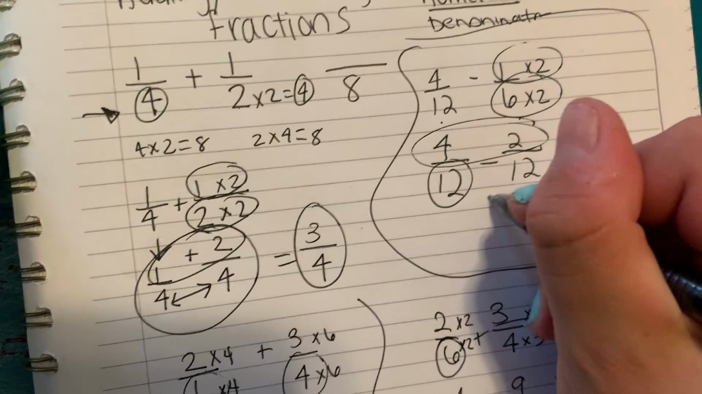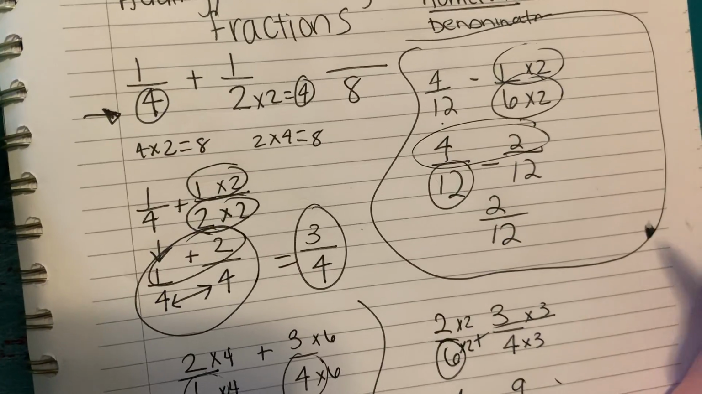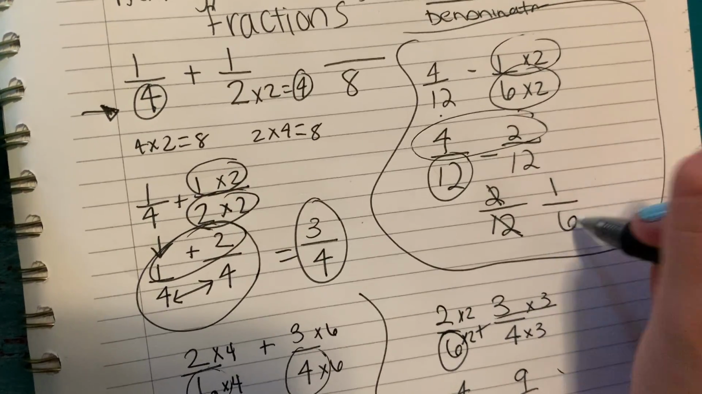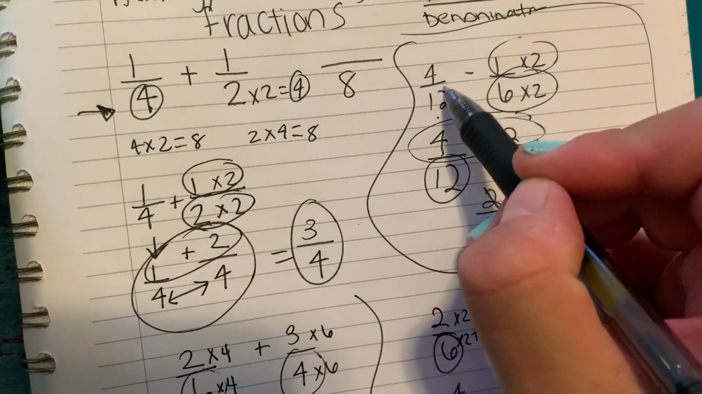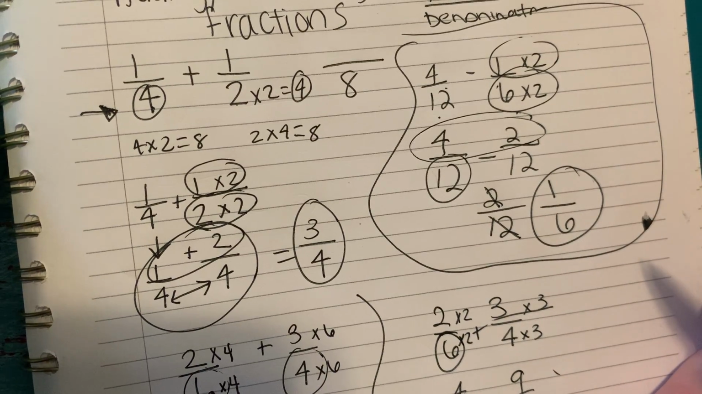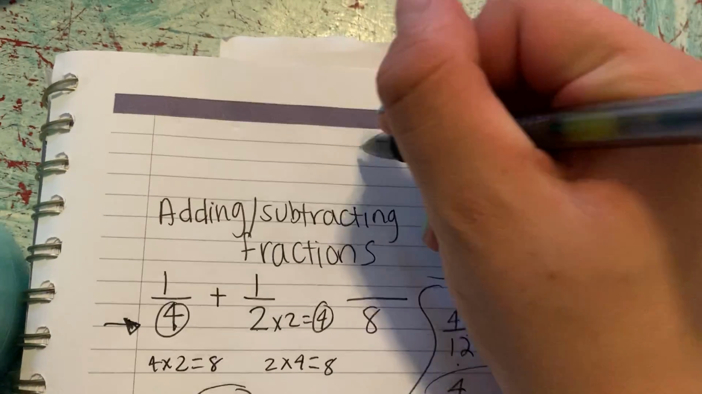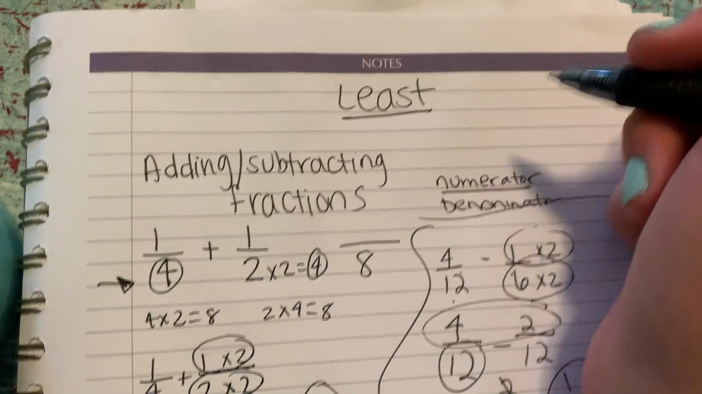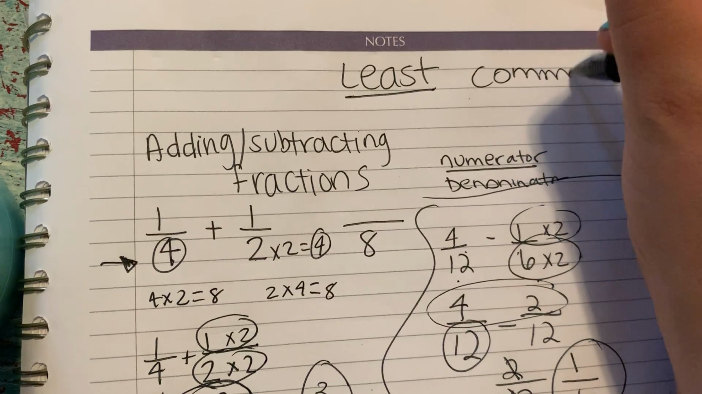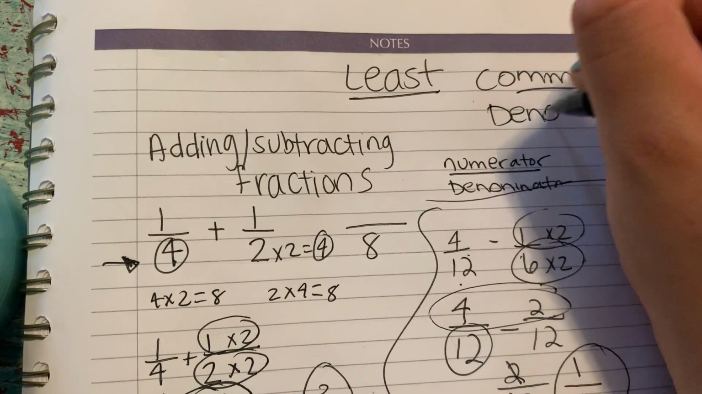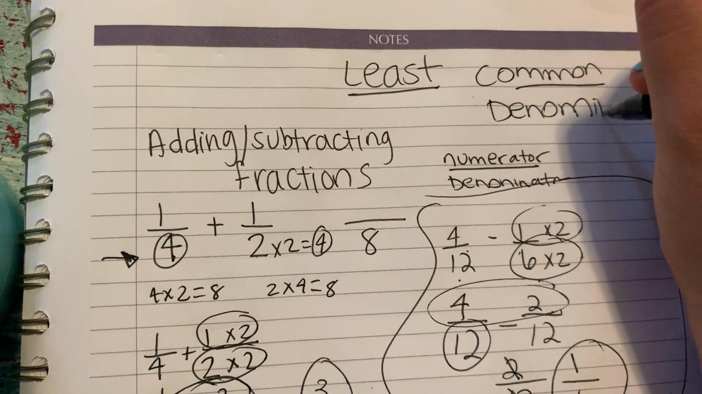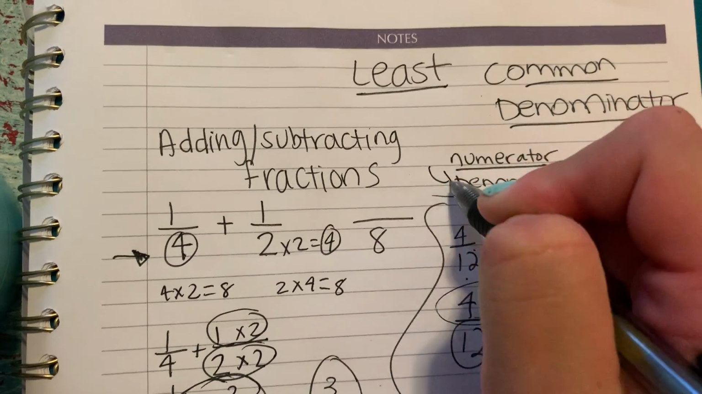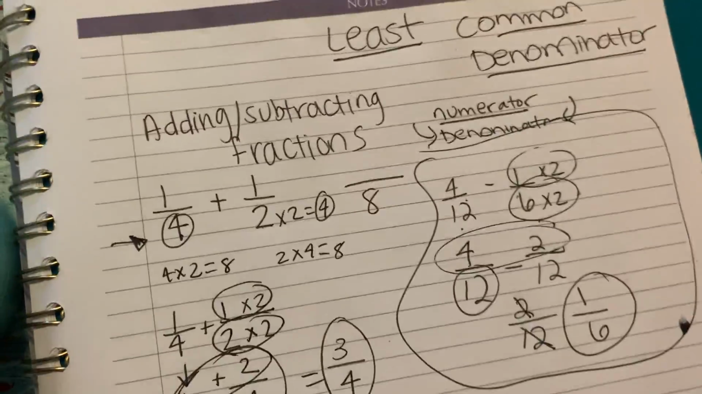What is 4 minus 2? 2/12. That can reduce. How many times does 2 go into 2? Once. How many times does 2 go into 12? 6. Your answer, 1/6. 4/12 minus 1/6 is 1/6. Okay? It's all about that least common denominator. And remember, the denominator is the bottom number. Capiche?